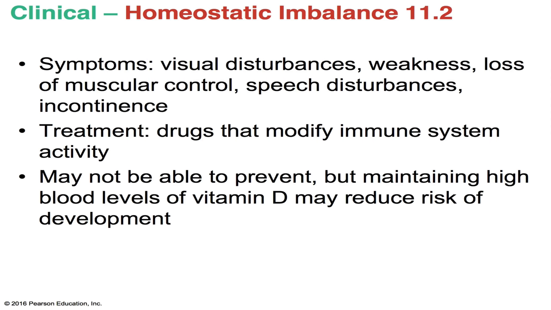Symptoms we see include visual disturbances, including blindness, and problems controlling muscles, so we'll see people being a lot more clumsy, a general weakness, and ultimately paralysis. Also, we see a lot of speech disturbances and urinary incontinence as well. Treatments include drugs that modify the immune system activity. While we're not able to prevent the onset of MS, we can reduce the risk of developing it by maintaining high levels of vitamin D.